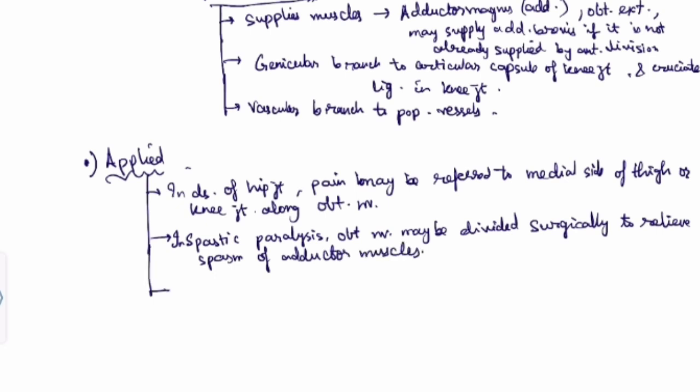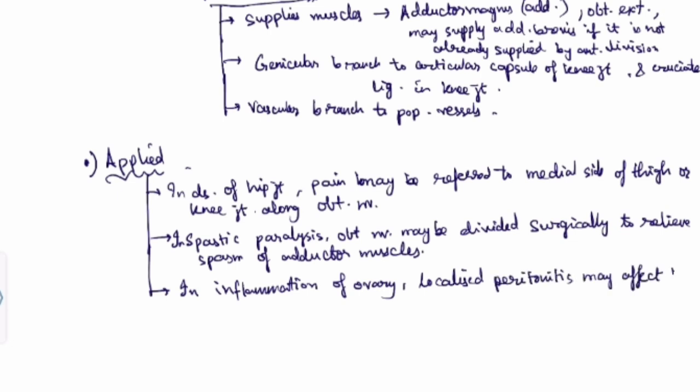Now coming to the most important clinical anatomy part. In inflammation of ovary, I remember in our first year one sir said that suppose there is a patient who is coming to you. Okay, wait, I'm just finishing this point. So localized peritonitis, which may affect the ovarian fossa with eventual irritation of obturator nerve. This is a viva point also, very important clinical anatomy point.